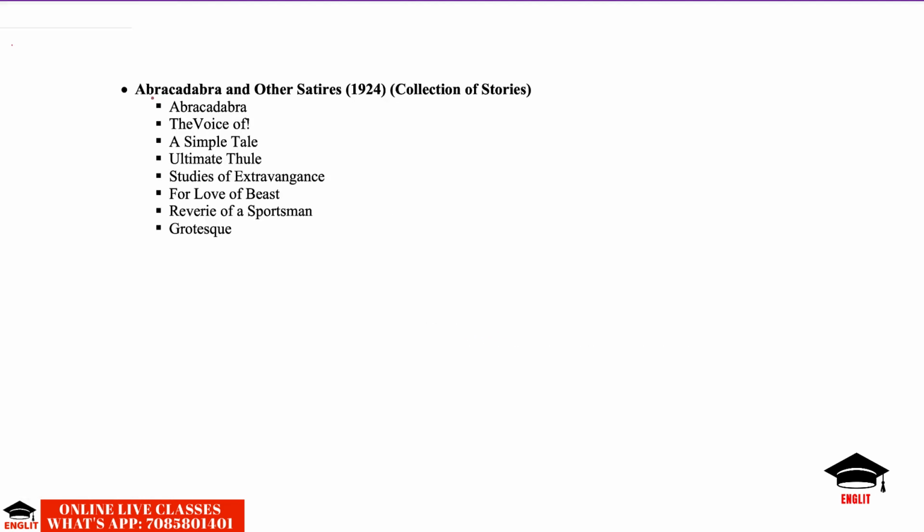Another collection, this Abracadabra and Other Satires, is also a collection of stories. So these stories and other stories from other collections, 56 of these stories, were published in Caravan. So the title story, Abracadabra, The Voice of Something, The Simple Tale, Ultimate Tale, Studies of Extravagance, For Love of Beasts, Reveries of Sportsmen, Grotesques. Some of them may be non-fiction, but they were collected in this Abracadabra.